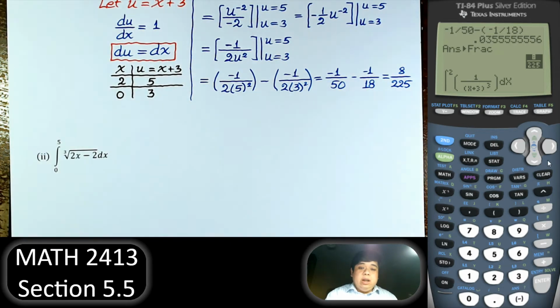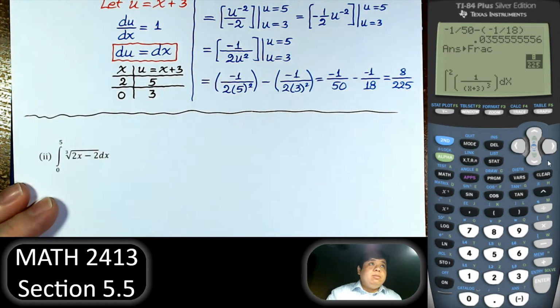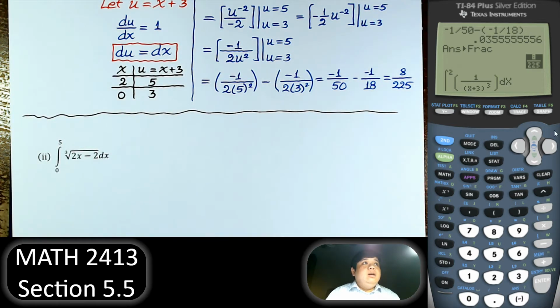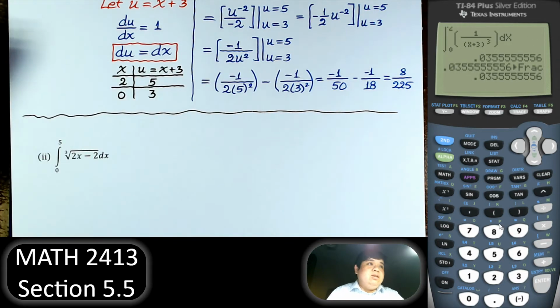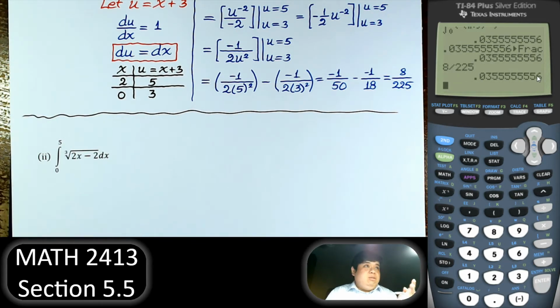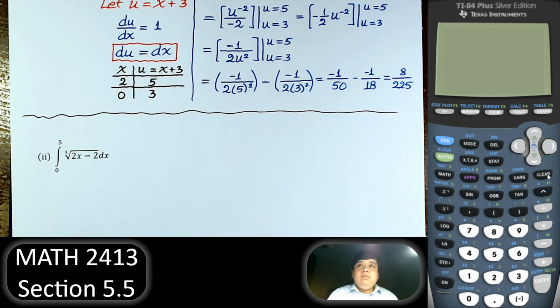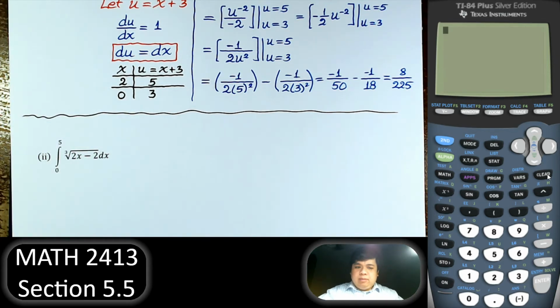So that's why for this kind of problem we have to do it by hand. We have to do it by hand to get this answer. And then we can see it should be extremely close to the approximation that the calculator has. But if we want the exact answer, we have to do that by hand.